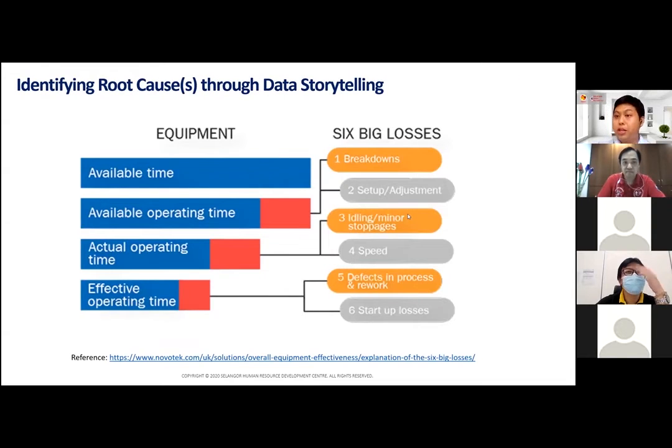So from the collection of that data, if you put the right strategies in line, it will tell you a story of your 6 big losses. Every day it will tell you a story of your 6 big losses. So today, how much are your losses in breakdowns, how much in setup and adjustments, how much in idling, your speed, your defects, and then your startup losses. Every day it will tell you a different story about your 6 big losses, and it will tell you where your wastages are.